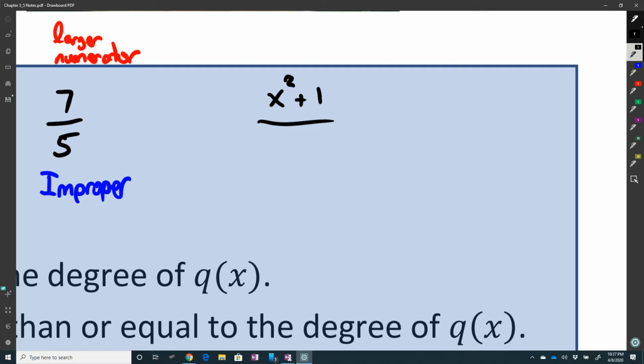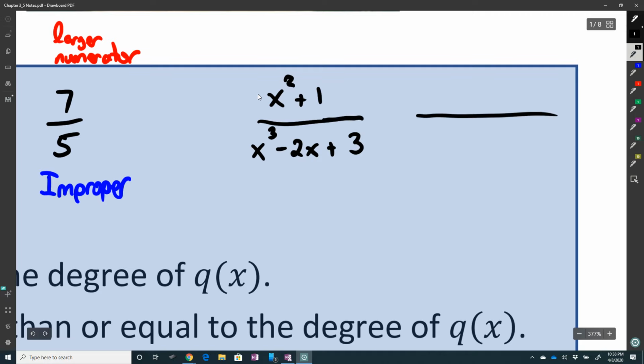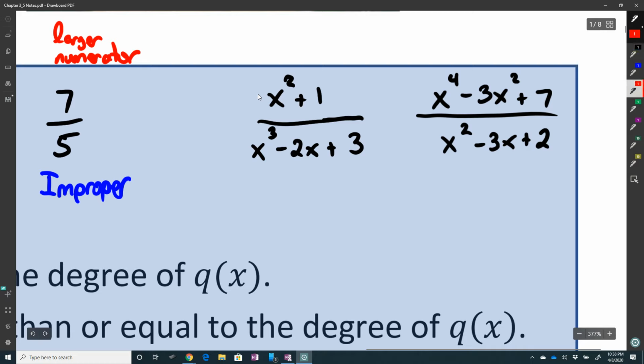Okay. So x squared plus 1 over x cubed, making something up. And then I have another one, and let's say this is x to the 4th minus 3x squared plus 7 over x squared minus 3x plus 2. Okay, so these are two rational functions. This one is proper, whereas this one is improper.